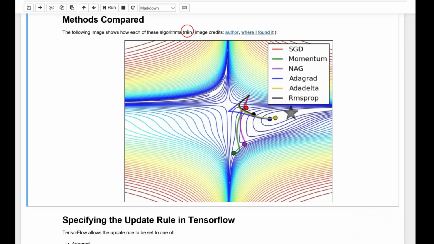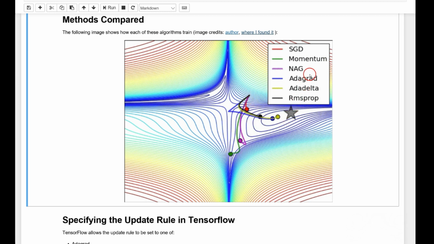It's an animated GIF. So this is essentially a search space. You can think of this as a rugged two-dimensional plane. The star is the lowest point. That's where you want to get to. And it's sort of like marbles rolling down a ridge. This is stochastic gradient descent, which is the slowest one. That's your classic backpropagation.